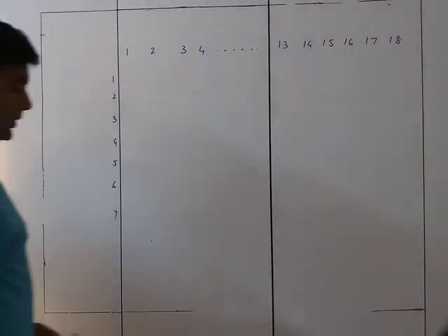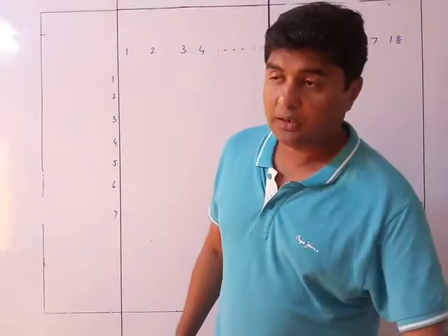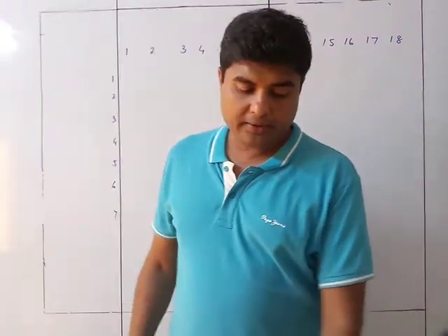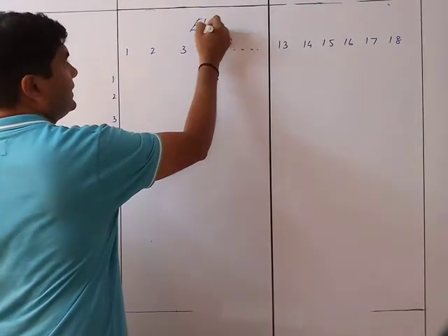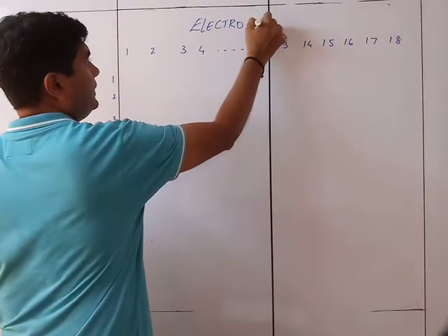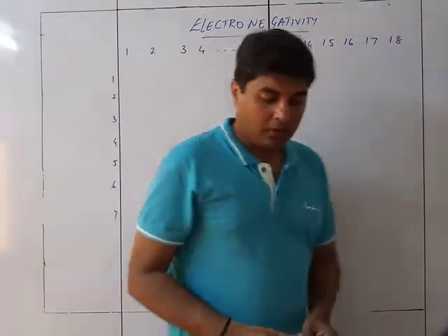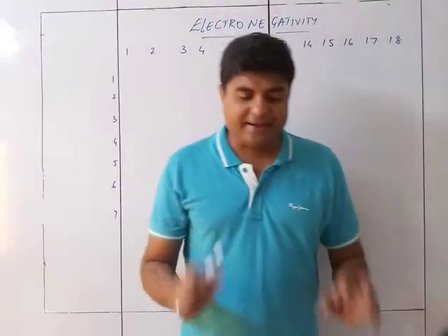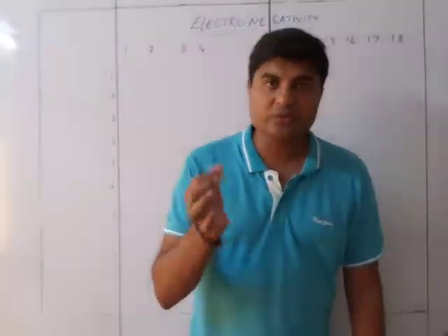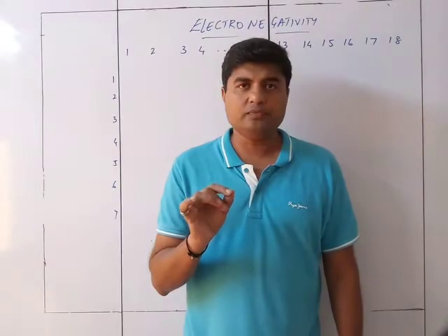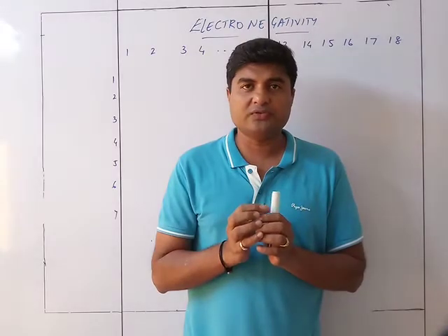Okay, so we learned three things: atomic size, then the ionization potential, and electron affinity. The next thing we are having is electronegativity. Now, electronegativity is a tendency of an atom to attract electrons to itself. See, any particular atom will have the property to attract the electrons towards itself.